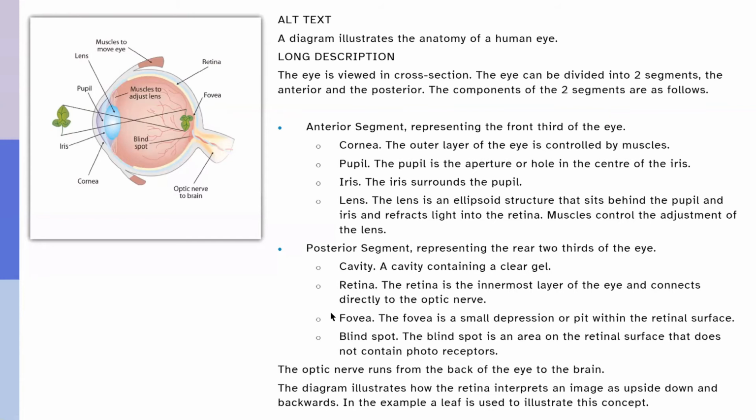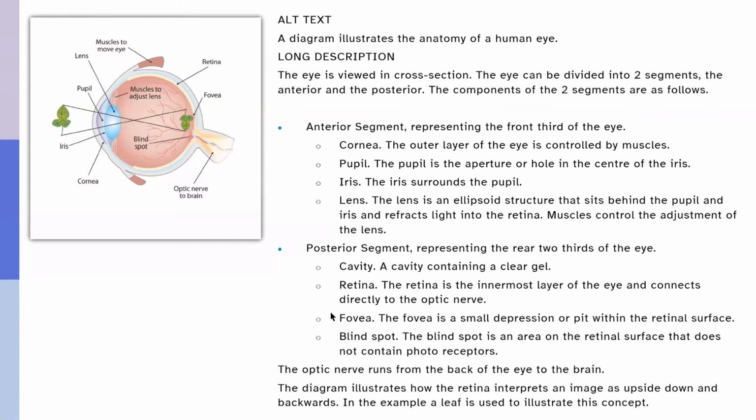And then you have the posterior segment, which has a cavity, the retina, the fovea. And then you talk about the optic nerve running from the back of the eye to the brain. And the diagram illustrates how the retina interprets an image as upside down and backwards. So in the example, a leaf is used to illustrate this concept.